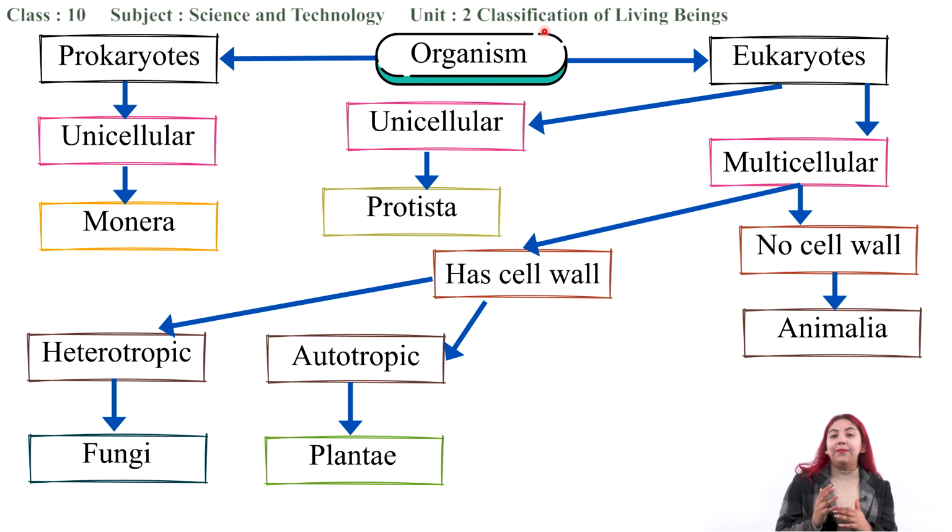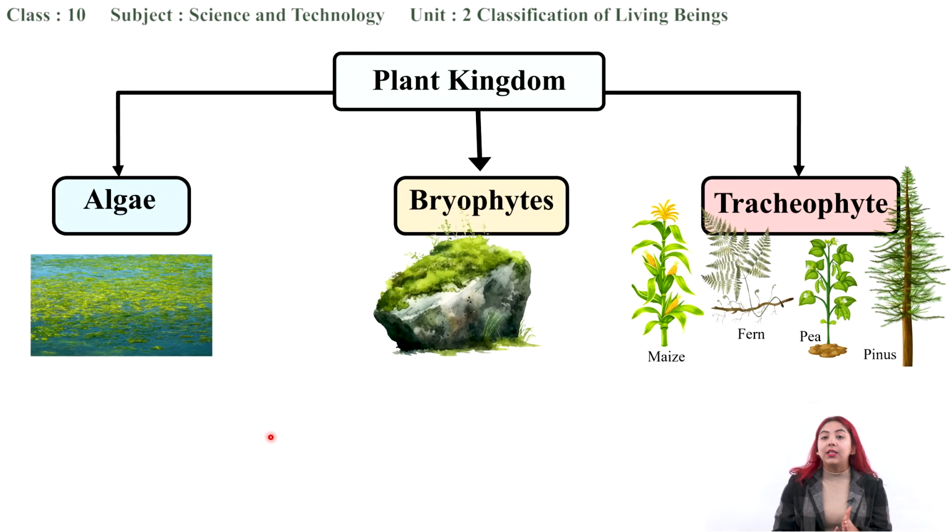Keeping all that in mind, Robert Whittaker classified living beings into 5 different kingdoms: kingdom Monera, kingdom Protista, kingdom Animalia, kingdom Fungi, and kingdom Plantae, the 5 kingdom system of classification. In the previous class we started to study the plant kingdom, and we studied the division algae. In this class we will study the bryophytes as well as certain subdivisions of tracheophytes.